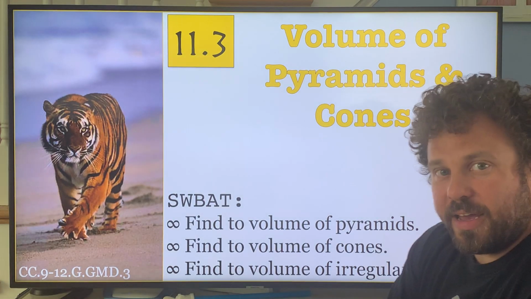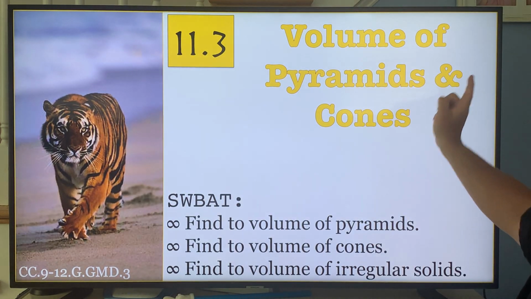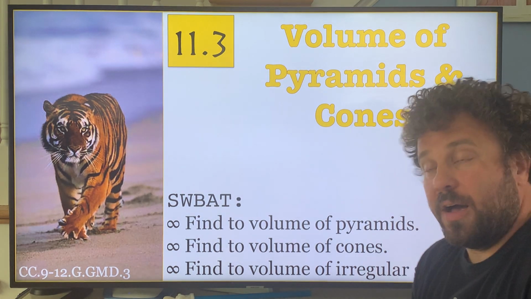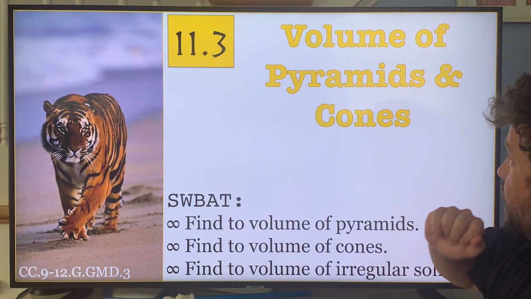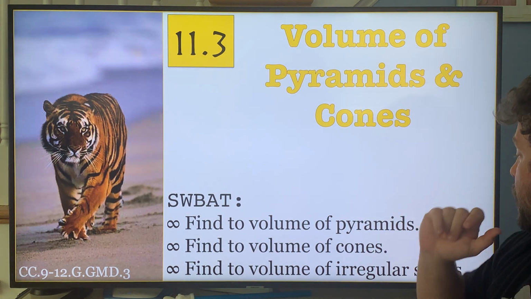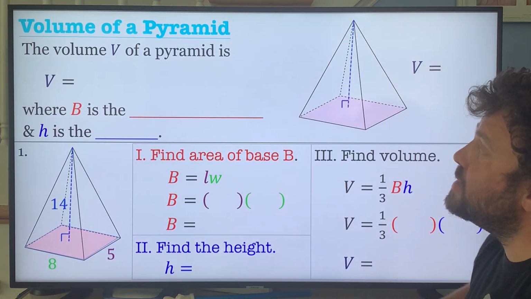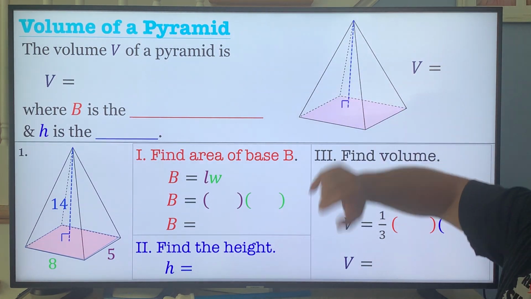Alright, so what we're going to do today is almost done with the book. Volume of Pyramids and Cones. By the end of today, you'll be able to find the volume of a pyramid and the volume of a cone, and some irregular solids that involve those figures as well, some composite solids. Let's get right into it.